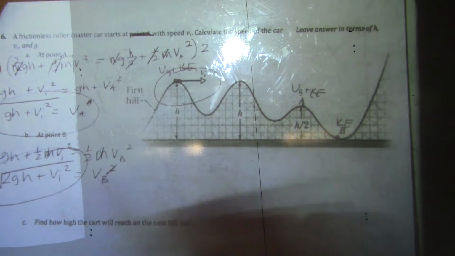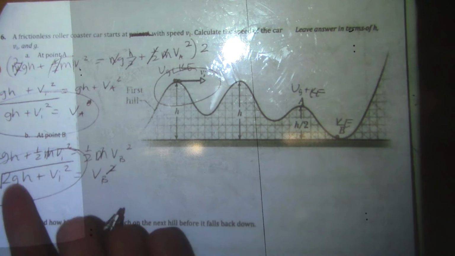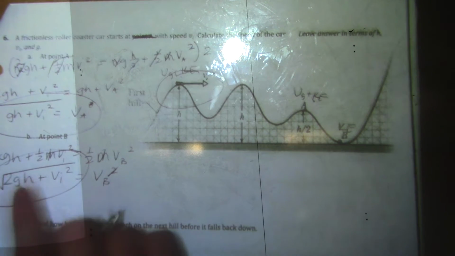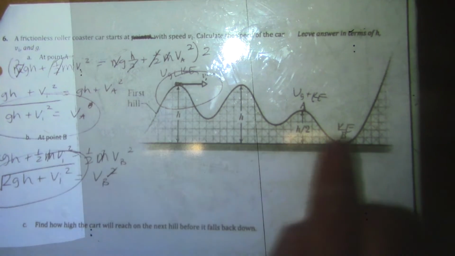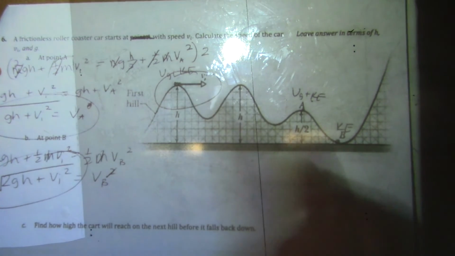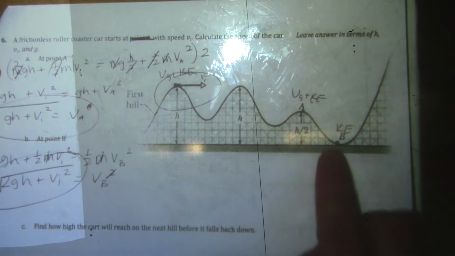Now, you'll notice that the velocity at B is bigger, right? There's a factor of 2 added right here instead of just the gh. And it makes sense that it's faster here because I lost more potential, meaning I gained more kinetic.